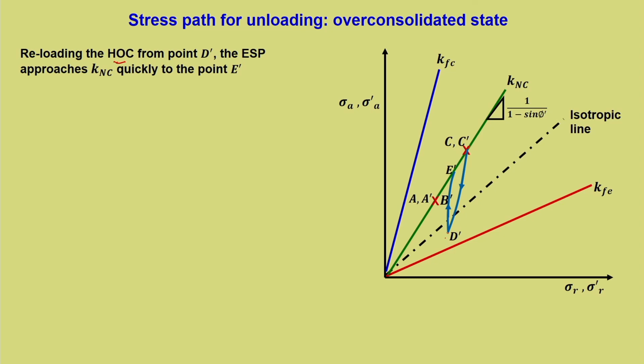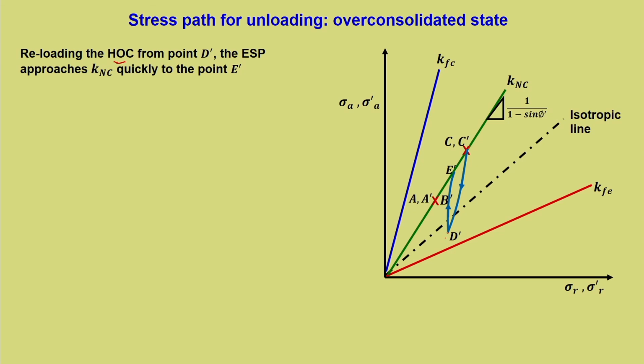Now, in the oedometer test we have idealized it to be a straight line. So, loading, unloading and reloading trace the same path, but we know that in reality that is not going to happen, it is not the same path. So, that difference is shown clearly in this stress path. When you reload it, it is going to approach the KNC line very quickly, and that reaches at point E dash. It is not joining at C dash, please remember that.